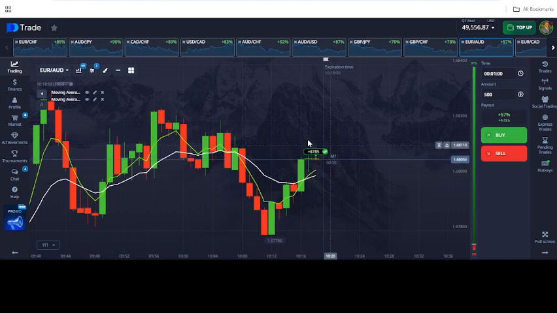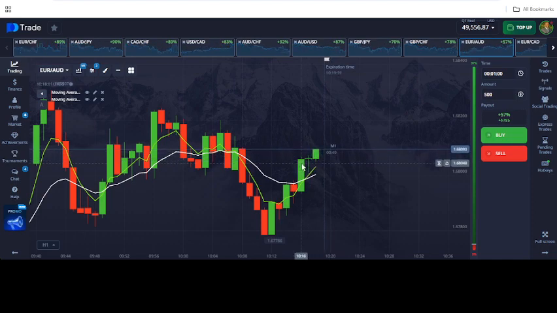Okay, so we won that trade. That was close, but that trade was in the money. I caught the entry price at the right time.